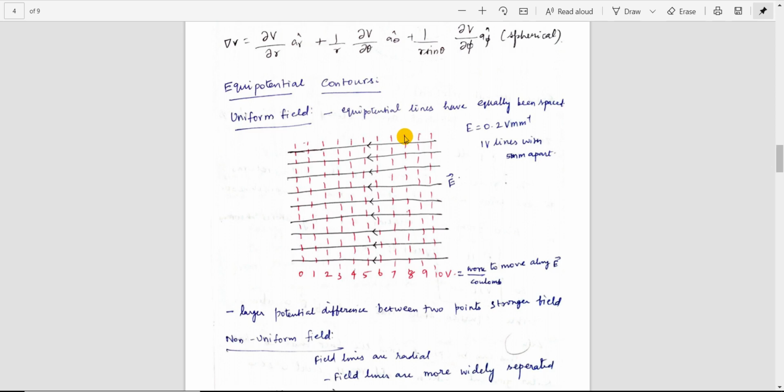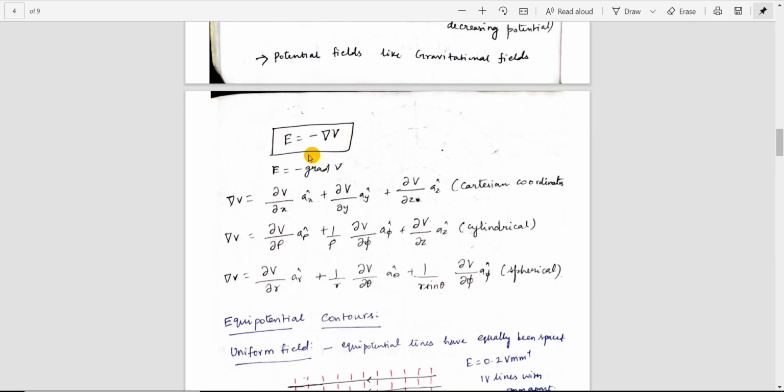Before going into the topic, we have seen in the previous video the relation between the electric field and the potential field. This is the relation we derived in the last class: E vector is equal to minus del of V vector. Here you can see that the E vector is inversely proportional to the square of the distance, and V is inversely proportional to the distance only. It is not inversely proportional to the square of the distance.